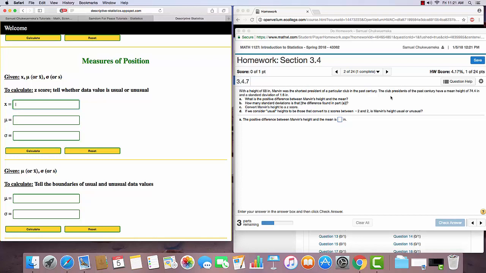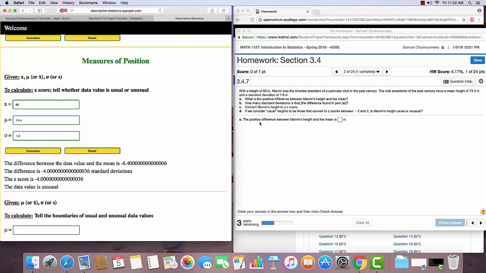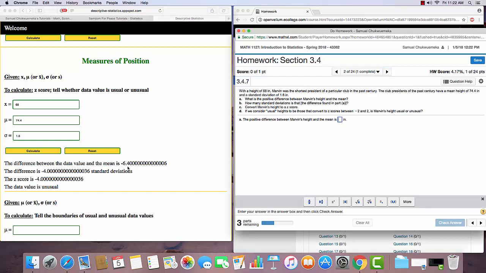The data value is 68 inches. The mean is 74.4 inches. The standard deviation is 1.6. And you press calculate. So it says here the positive difference between Marvin's height and the mean. So they are just looking for the positive difference, just like the absolute value of this difference. So I'm just going to put 6.4.